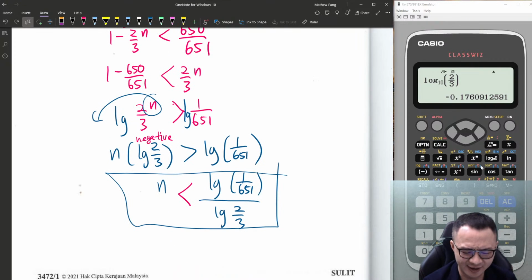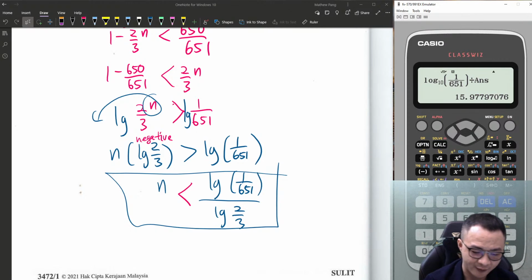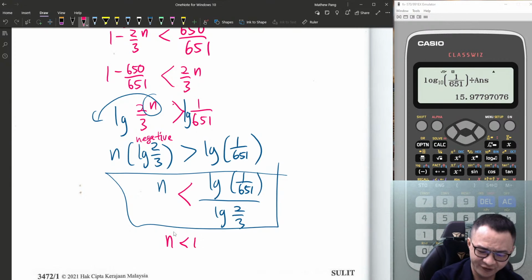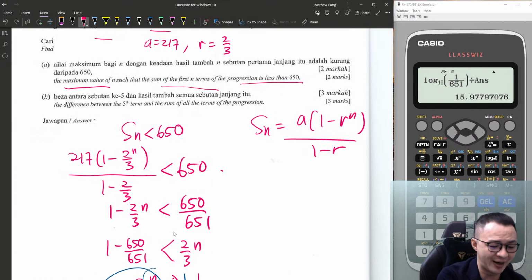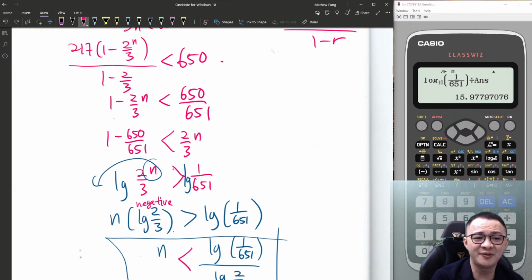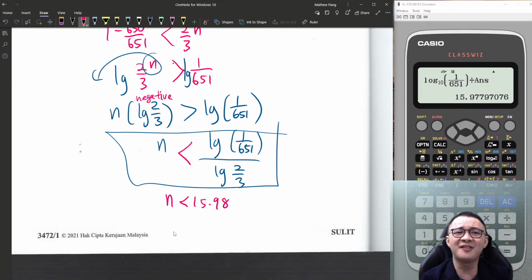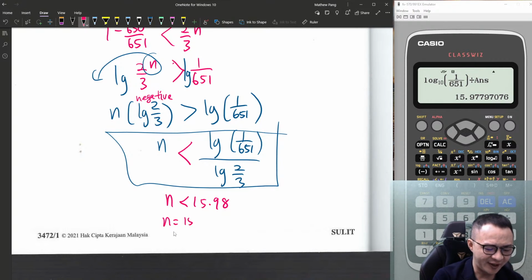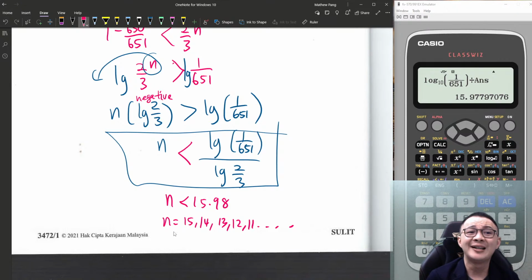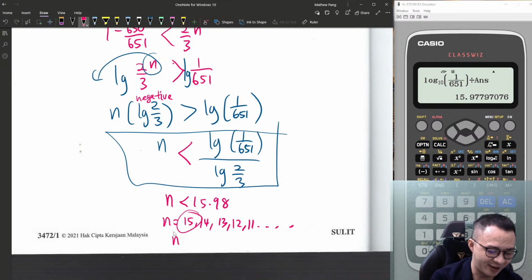Then the rest is just typing in the calculator. So it's log 10 of 1 over 651 divided by the answer just now. So my n must be less than 15.98. Over here they ask you to find a maximum value. Why? Because when n must be less than 15.98, your n can be 15, 14, 13, 12, 11, and so on. Among all these values, the maximum will be 15, because 15 is the biggest integer you can get here. So n is 15. This is the reason why they say find the maximum value.